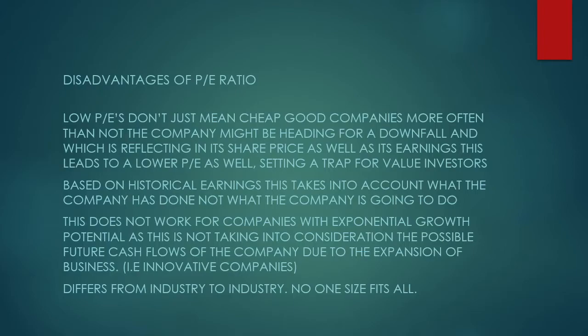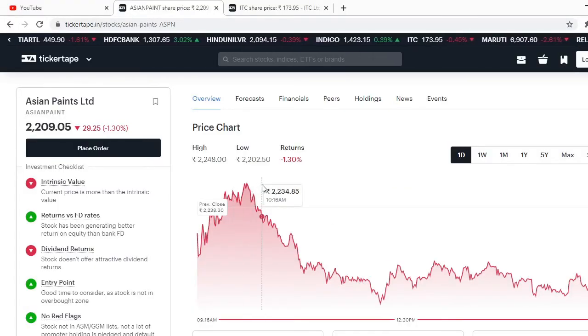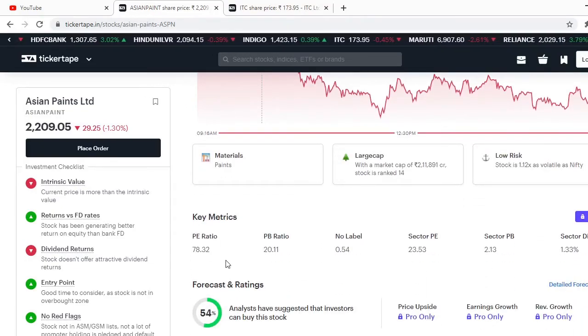Another thing is that the PE ratio differs from industry to industry. There is no one size that fits all. If you look at the previous two examples of Asian Paints and ITC, one is from the paint sector and one is from the FMCG sector. Therefore, their sector PEs could be really different compared to one another. Taking a look at Asian Paints' current price, it's trading at around 2,209 rupees with a PE ratio of about 78.32. That's a big number.